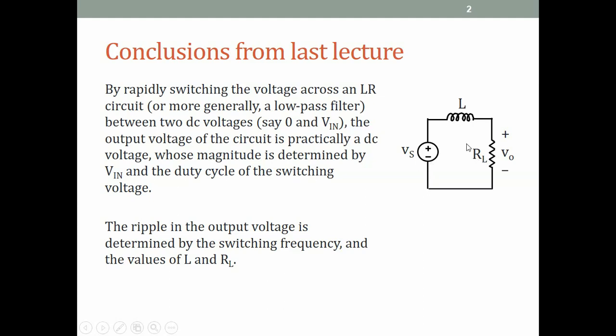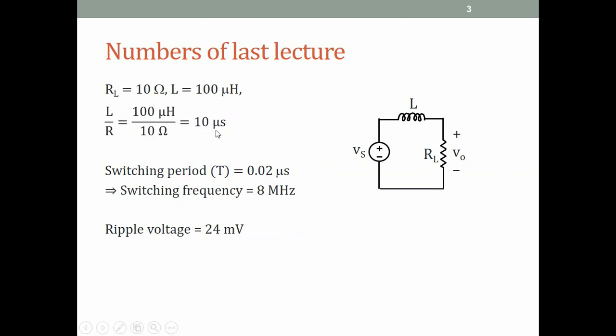And this is more generally true for a low pass filter. This is of course a first order low pass filter, but if this is a second order low pass filter, also the same principle will work. The ripple in the output voltage is determined by the switching frequency and the time constant. So if the switching frequency is much higher than 1 divided by the time constant, then the ripple will be very small.